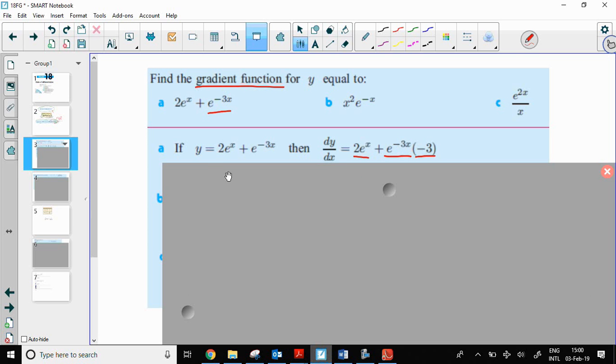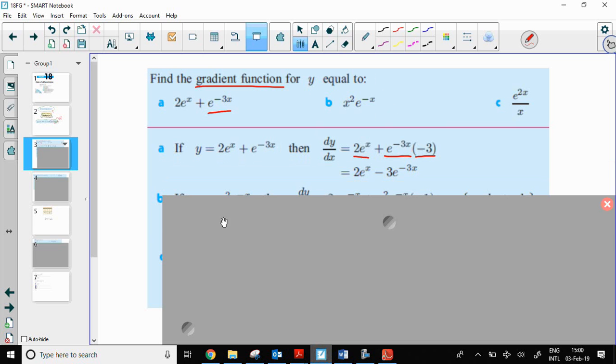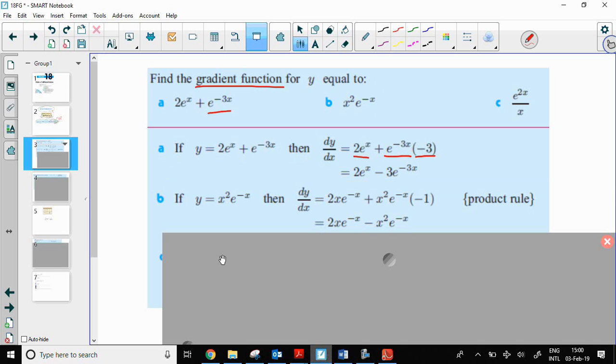Don't confuse the rules. Second one, we've got a product here, right? This is x squared times e to the negative x. So we need to use the product rule. We'll do the derivative of x squared is 2x times e to the negative x plus x squared times the derivative of e to the negative x, which is e to the negative x, chain rule, times negative 1, because that's the derivative of negative x. Rewrite, just take that negative 1, change that plus to a minus, we're good to go.